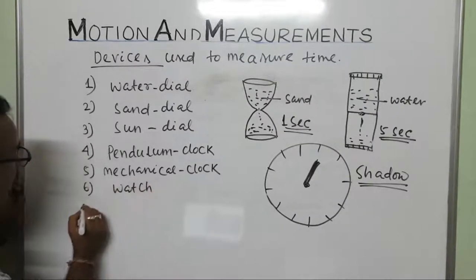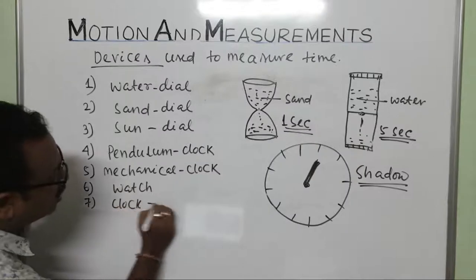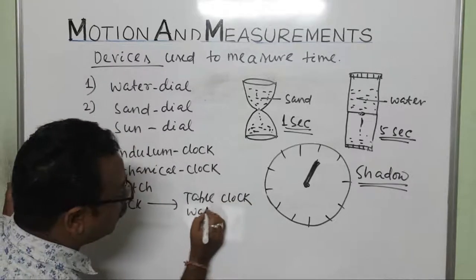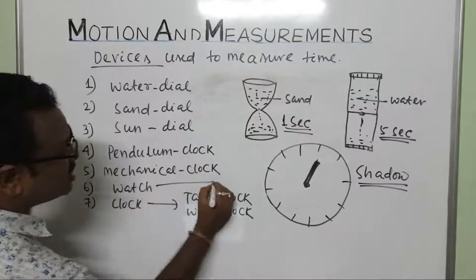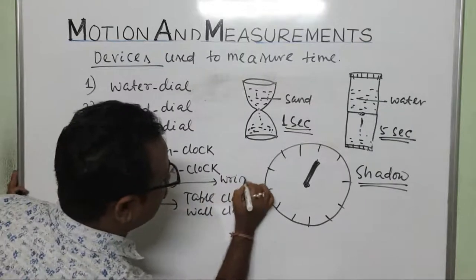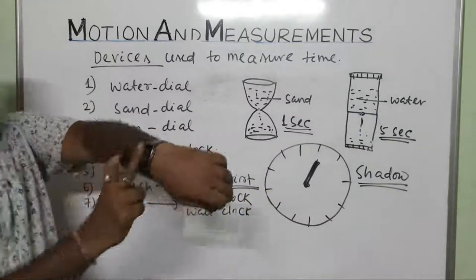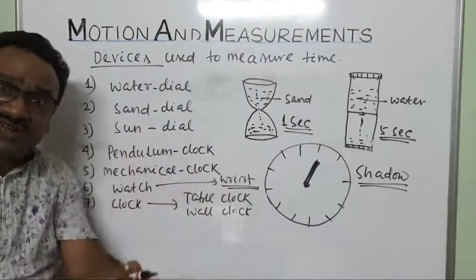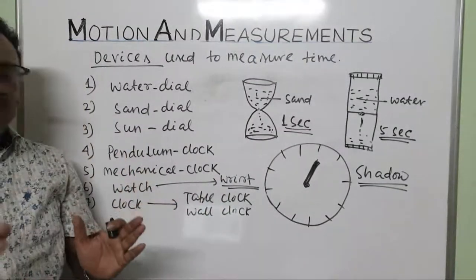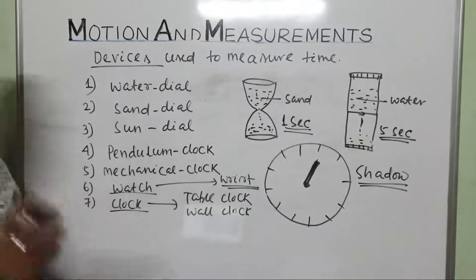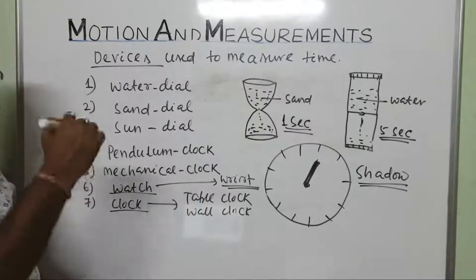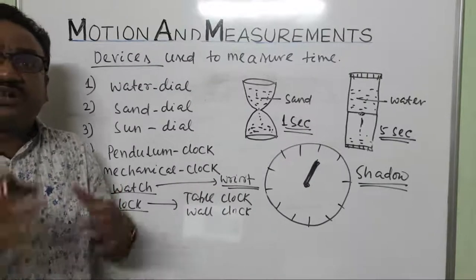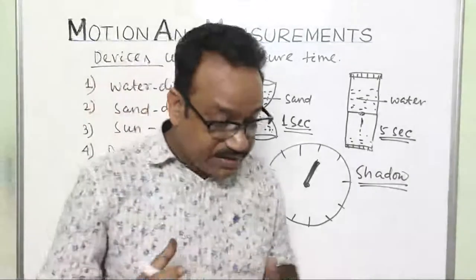Then we are coming to watch. Now clocks: table clock, wall clock, and watch, wrist watch. Watch means wrist watch, not wrist clock. Table clock, wall clock. So we are using watch and clock. Then clocks are also digital. Digital clock, digital watch. So now modernized digital versions of clocks are being used.